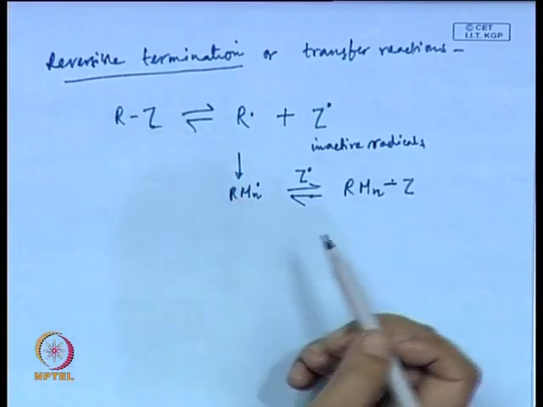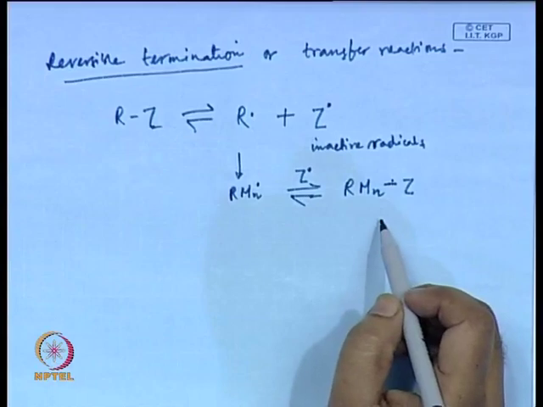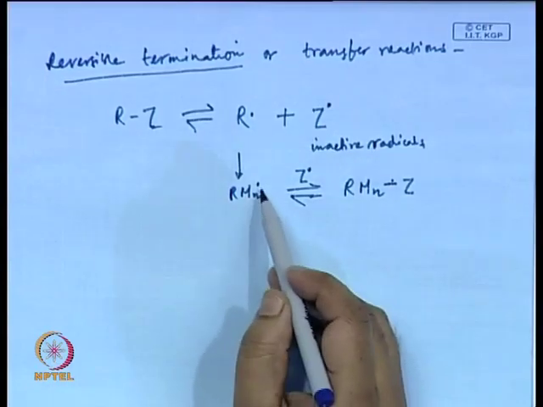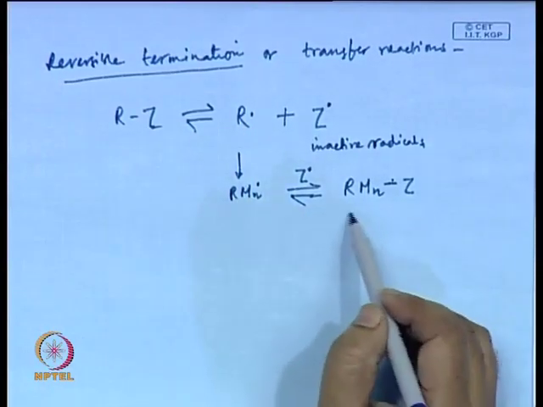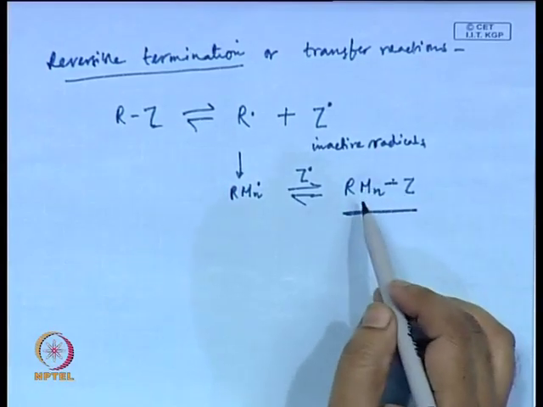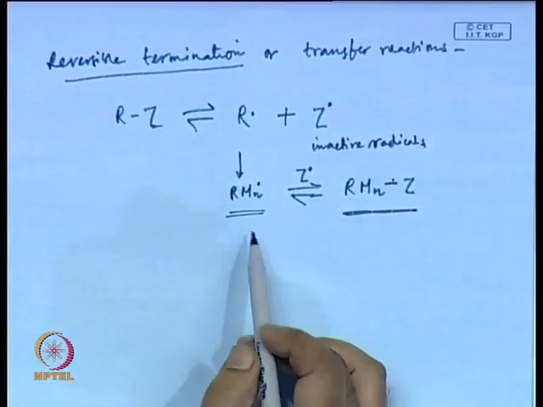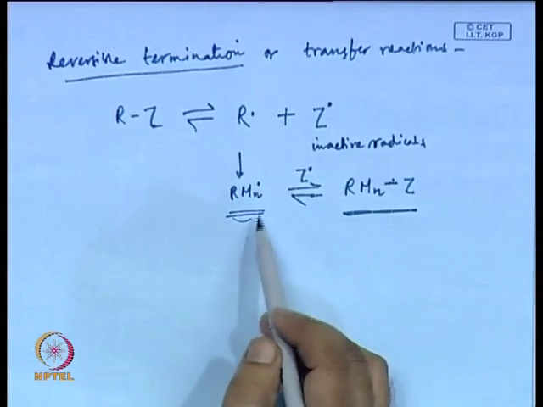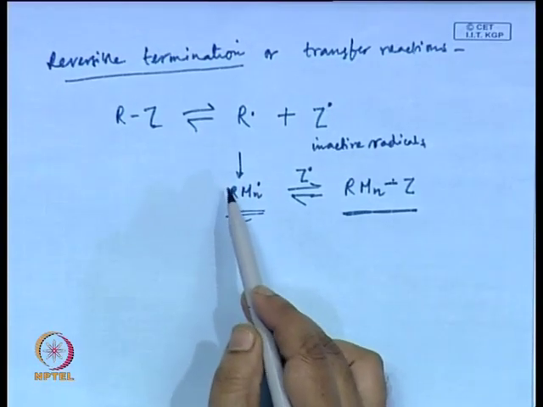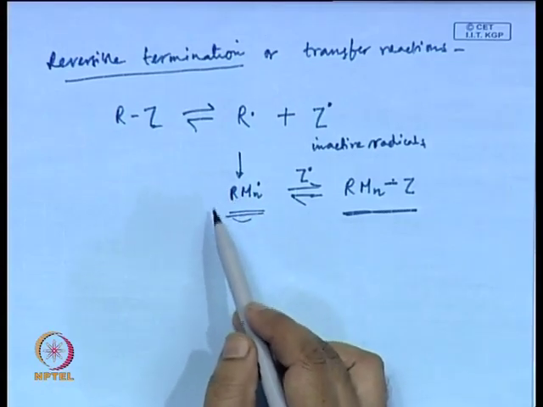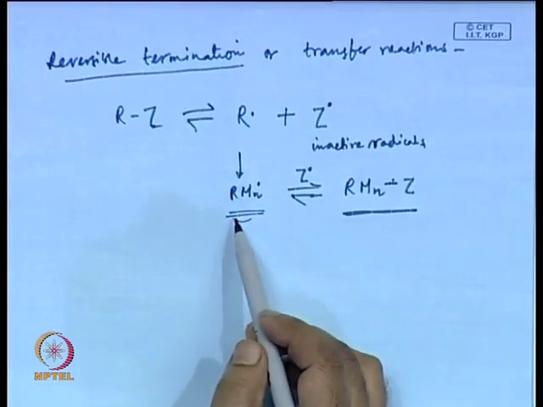Now, if the structure of this is such that this equilibrium is shifted mostly towards the right hand side, then what happened? This radical stays or spends most of its time in a dormant form. This is a dormant form. This does not take part in the polymerization reaction. Therefore, for a small fraction of their lifetime they are present in this active form. So, what happened? In this way, you are reducing the concentration of the active radical present, and that will ensure that your termination reactions are negligible.